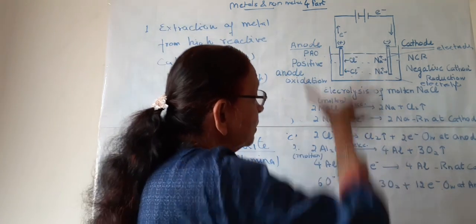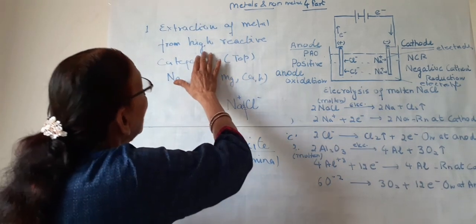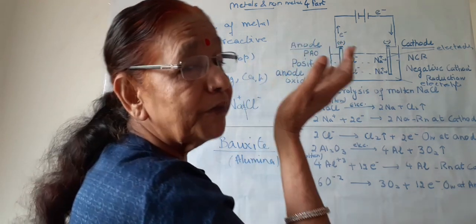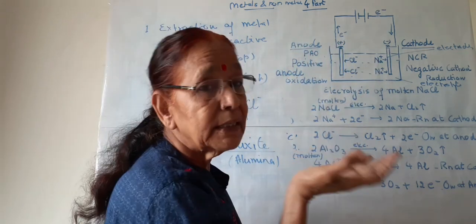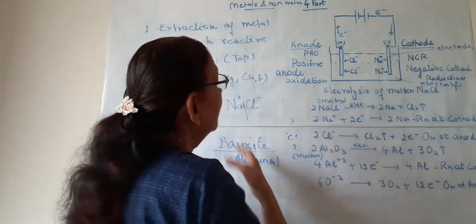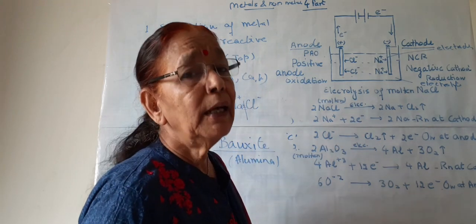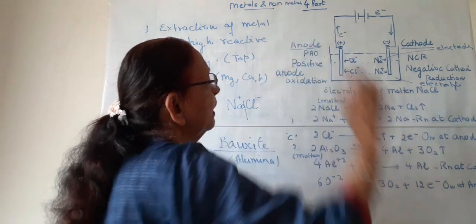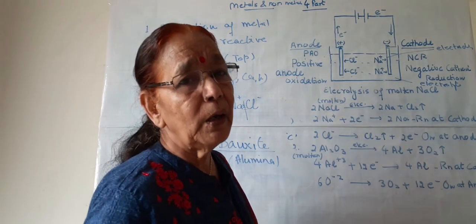So this is about the extraction of metals in the highly reactive category, which are at the top of the reactivity series. The other 2 categories we will do in the next video. This is part 4 of metals and non-metals. This is all. Thank you.